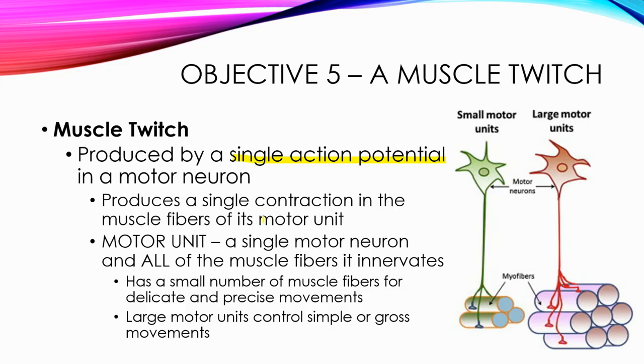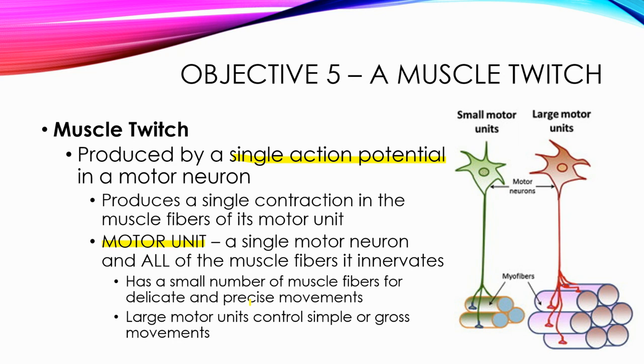Now you do need to remember that motor neurons can actually stimulate multiple muscle fibers, and so we call that a motor unit. The motor neuron and all of the fibers that it innervates together is a motor unit. So when you have this single action potential, it's going to create a contraction in each of those muscle fibers in that motor unit.